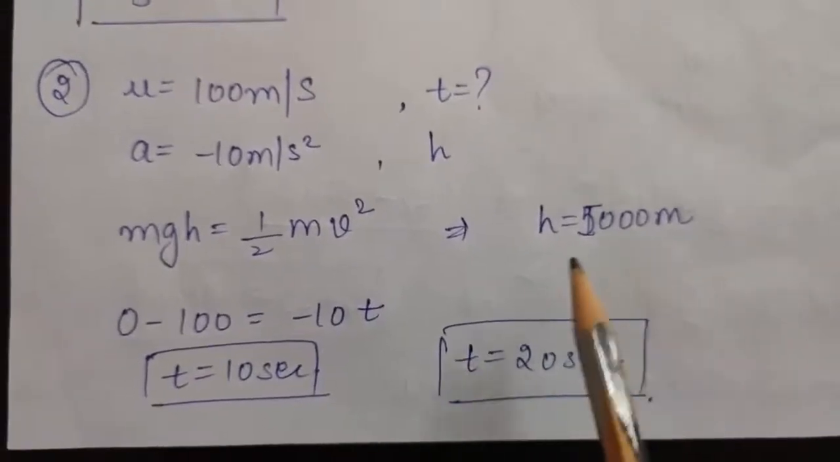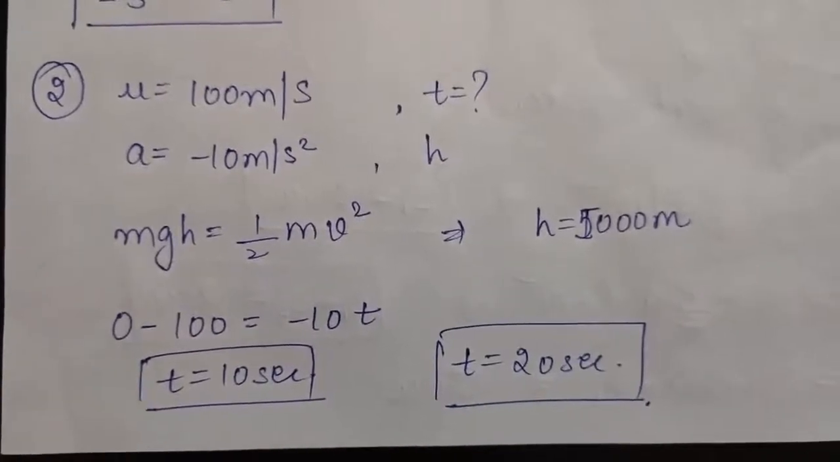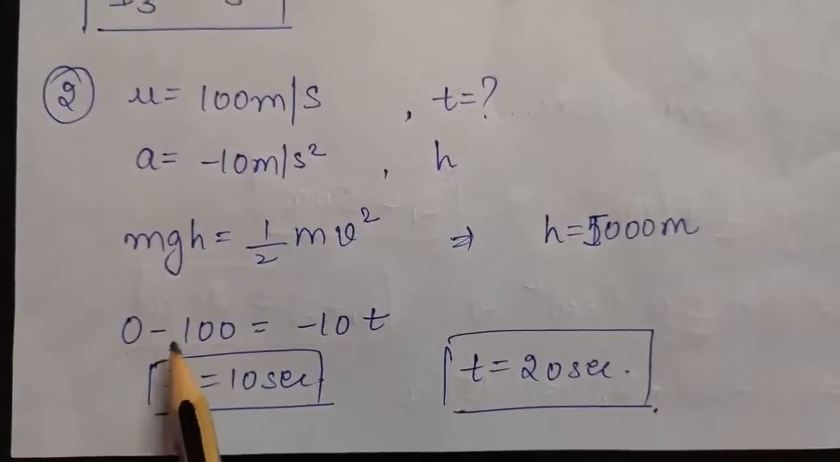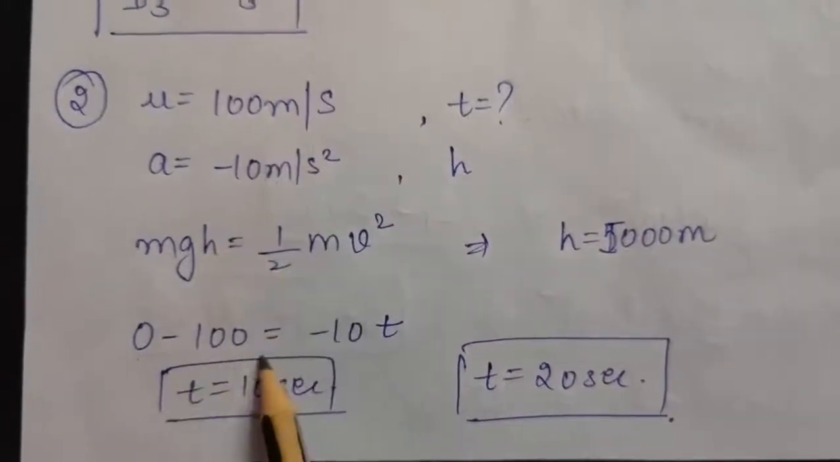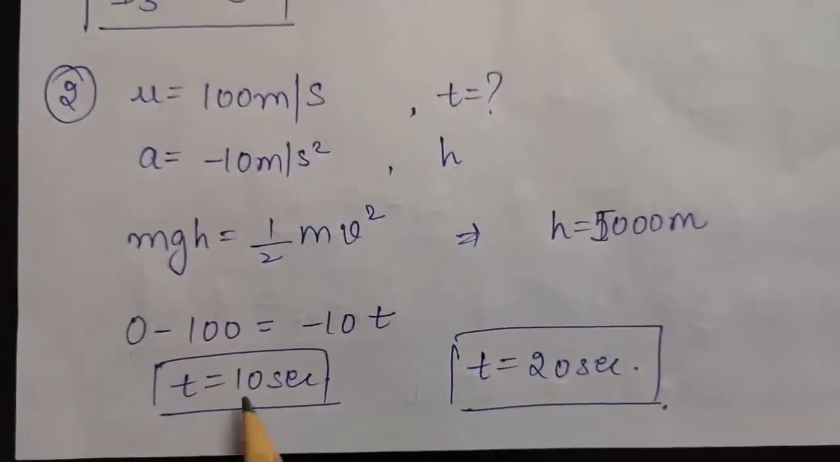So now use the equation v minus u is equal to at. When it will reach the highest point, the final velocity will become 0, that is v is 0 minus u is 100 is equal to acceleration minus 10 into t. From here time will come to be 10 seconds.